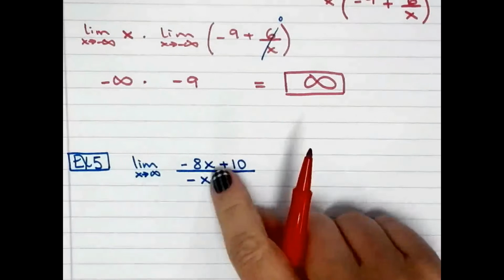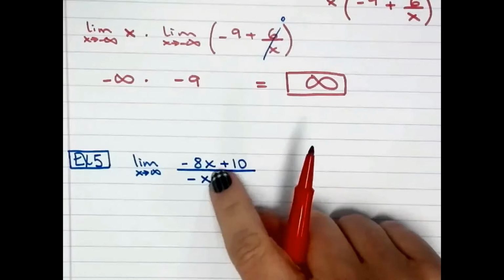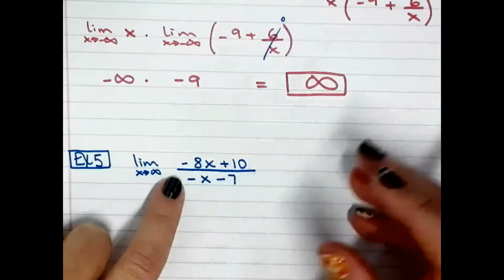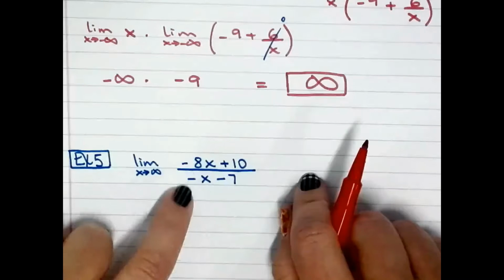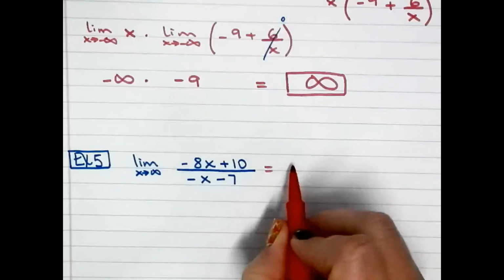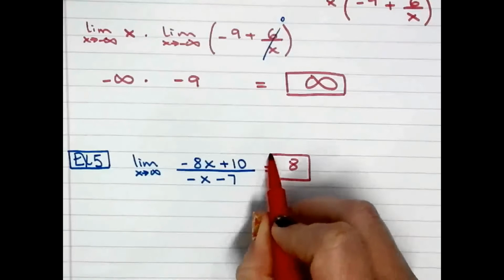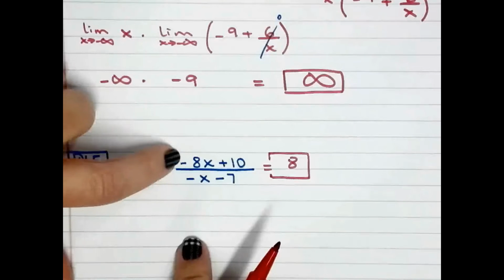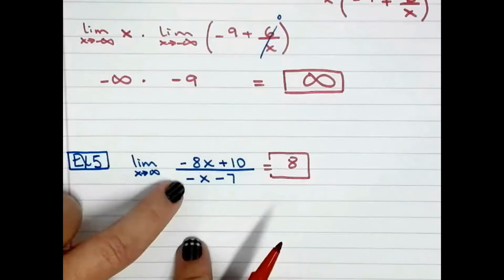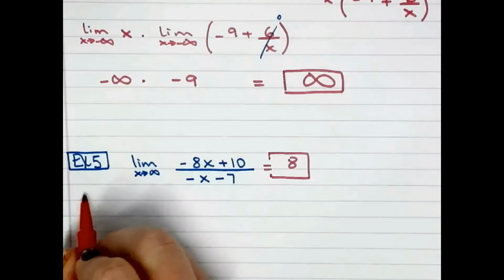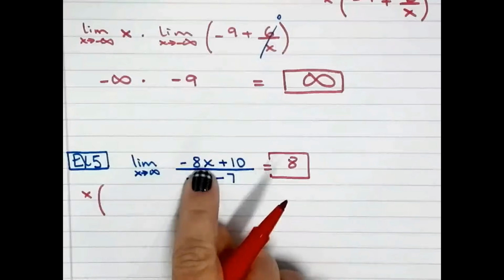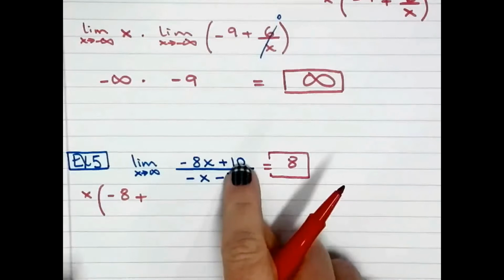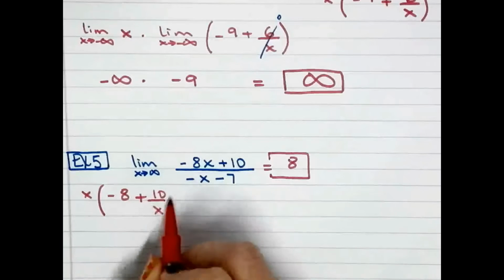Now this one, if numerator and denominator have the same degree, then your answer will be just the leading coefficient. So I have -8 over -1. Voila, simplify, the answer is 8. Okay, but how do I know that, and how can I prove it? Well, I will factor out x from the numerator and also factor out x from the denominator. So x from the numerator, -8x divided by x, I have -8 plus 10 over x right there.